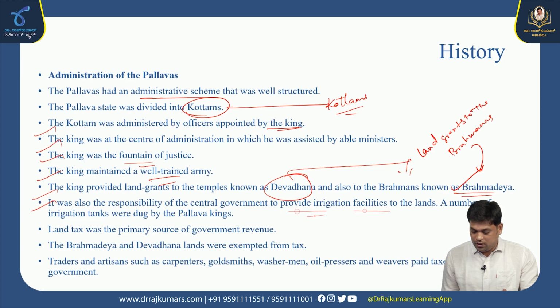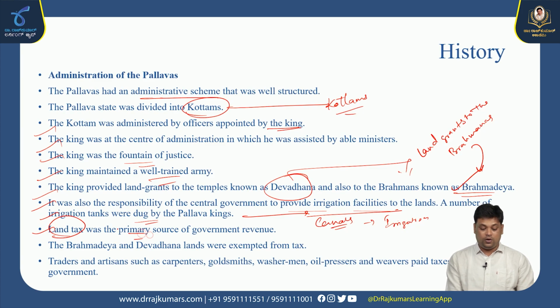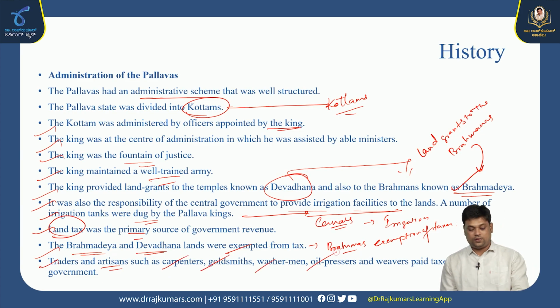Irrigation facilities were provided to the lands, and irrigation tanks were dug by the Pallava kings. Canals were cut by the Pallavas in order to provide irrigation to the state. Land tax was the primary source of government revenue. Brahmadeya and Devadana were exempted from tax. The Brahmanas used to receive lands, which were exempt from taxes. Traders and artisans such as carpenters, goldsmiths, washermen and oil pressers all used to pay their taxes.